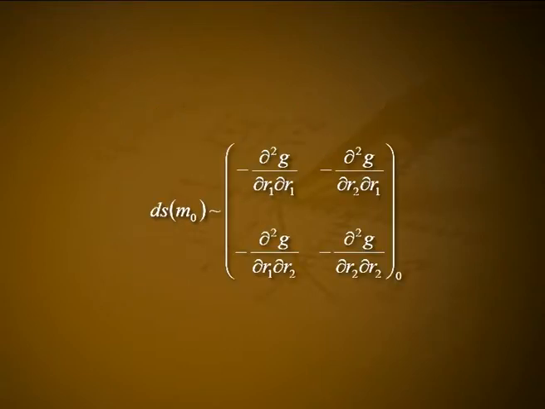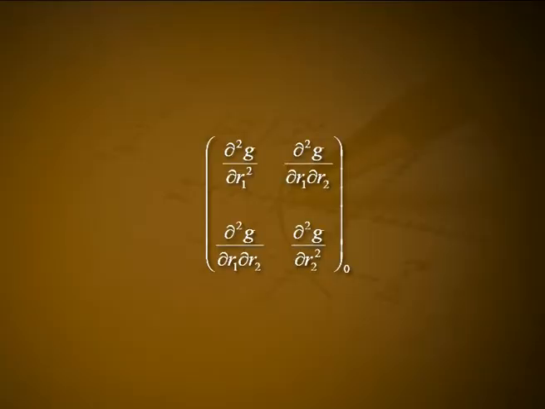dS at m naught, the matrix is given by (minus dou squared g by dou r1 dou r1, minus dou squared g by dou r2 dou r1; minus dou squared g by dou r1 dou r2, minus dou squared g by dou r2 dou r2) at 0. In particular, assuming Gauss theorem, which still remains to be proved, that K is the determinant of dS, we obtain a qualitative description of the behavior of f of capital M near the point f of m naught under various assumptions on the curvature K of m naught.